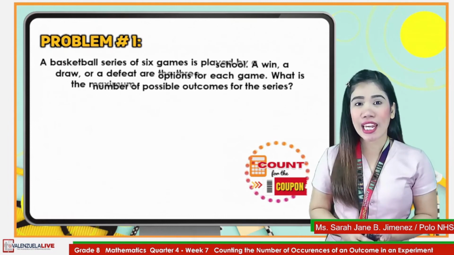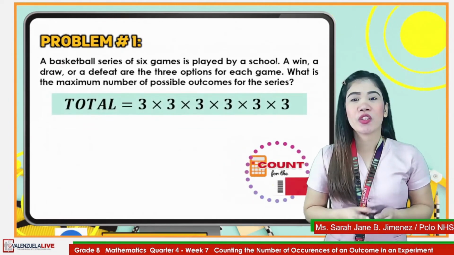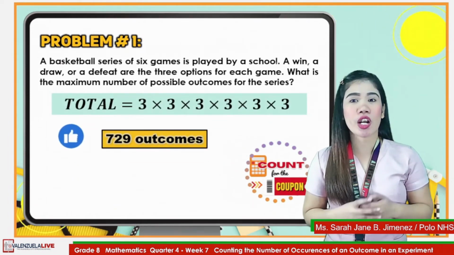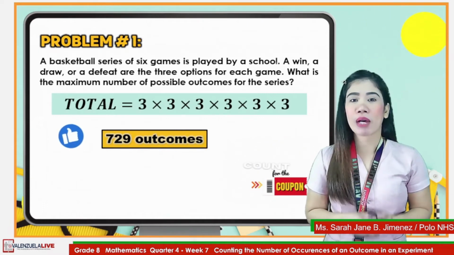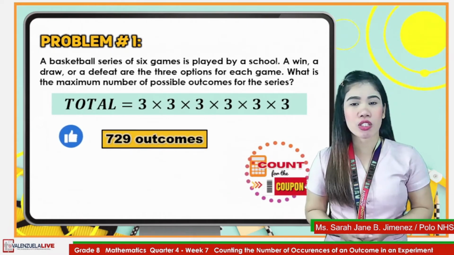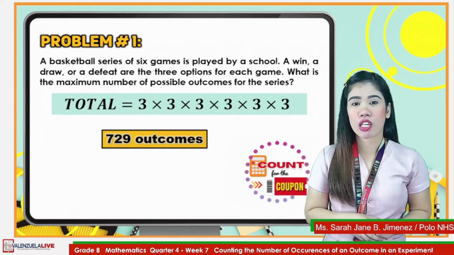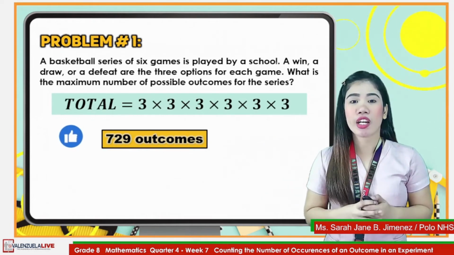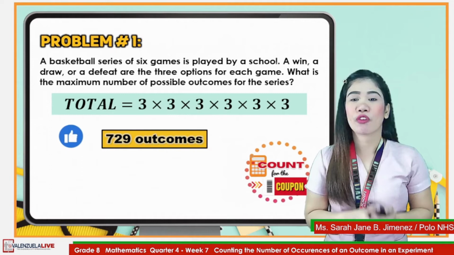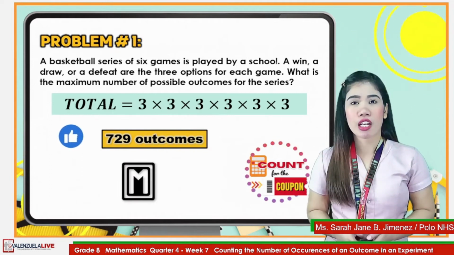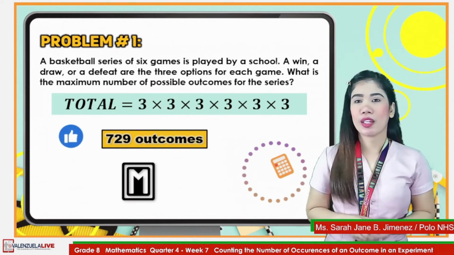If you answered like, then you are correct. There are 6 categories. These are the 6 matches. For every match, there are 3 possible results: win, draw, or loss. Hence, there are 729 possible results for the series. This gives us a letter M.